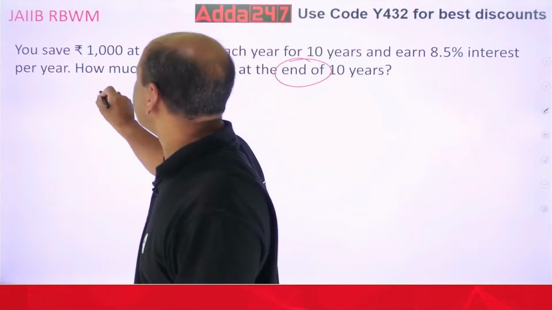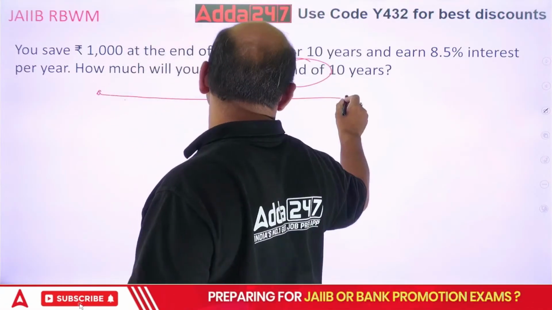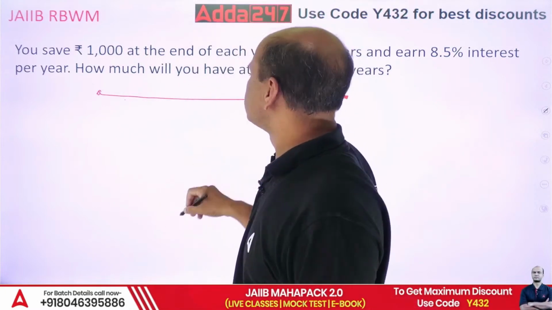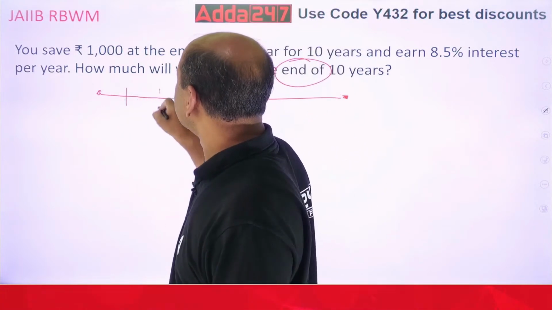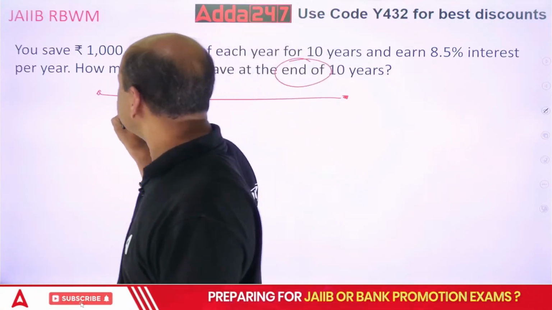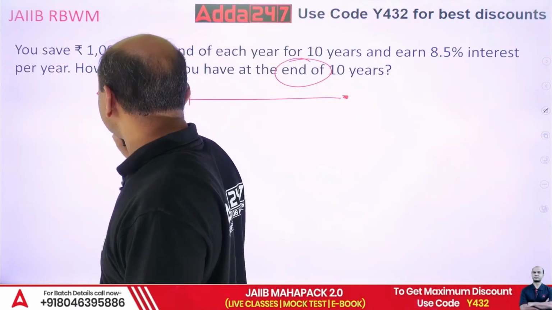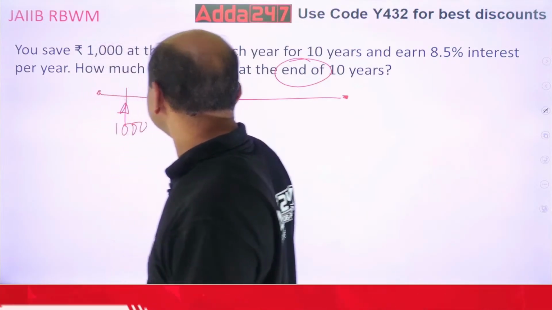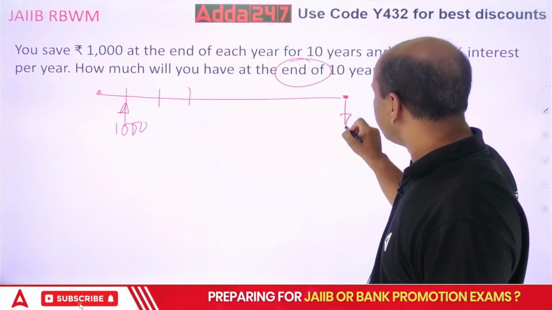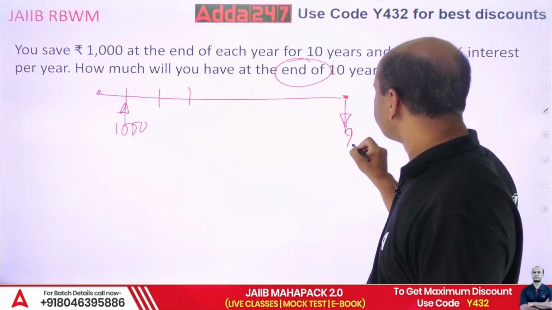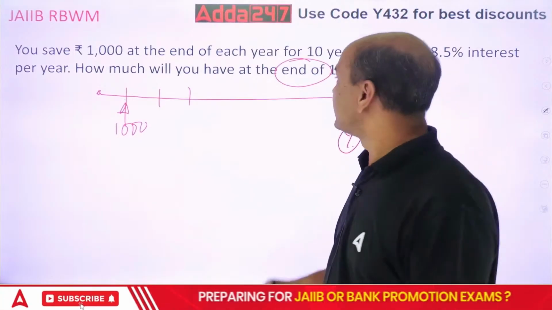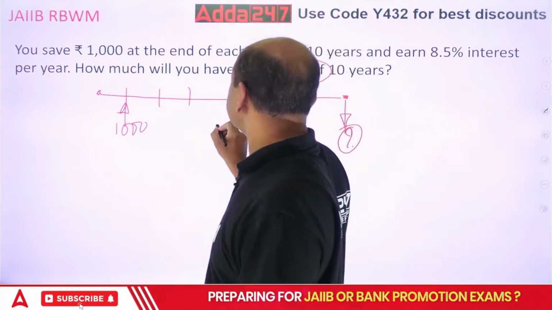So look, the problem is like this. I go on investing rupees 1000 at the end of each year. So 10 years, okay? 1, 2, 3, forget all this. So every year I am putting 1000 rupees, for 10 years. Now what will I get at the end? At the end, what is my amount? That is the question. ROI is given. Rate of interest is 8.5%.